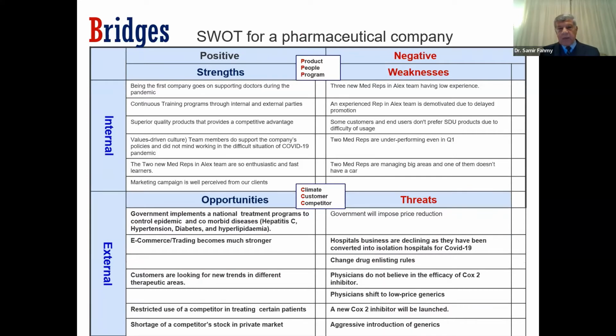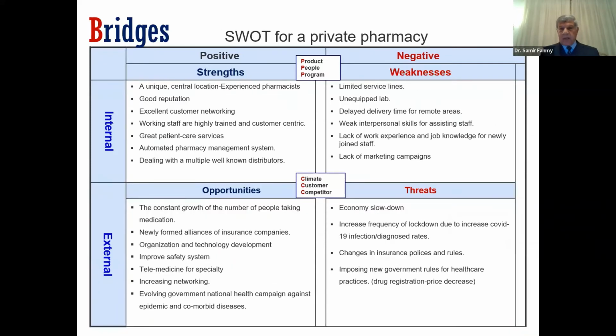So now we have different solid examples. The first one is for a pharmaceutical company. I will leave it to you as a reference, but we will move to the next one. It's the SWOT for the private pharmacy. Sometimes for each quadrant of the internal factors, for instance, we have a sample.